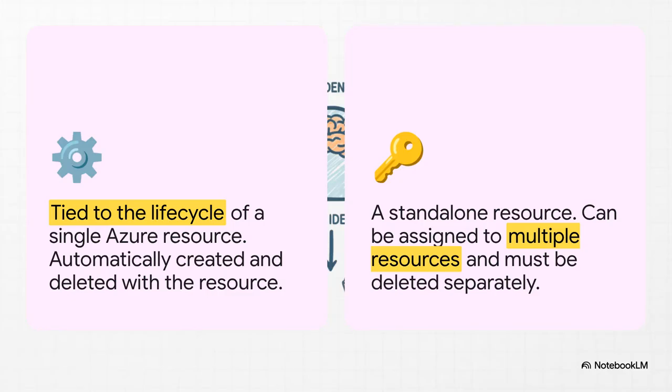And you get 2 flavors of this. A system-assigned identity is kind of like a key that's built right into the door. It's created when you create the resource, and it's deleted when you delete it. Simple, clean. A user-assigned identity, on the other hand, is more like a master key. It's a standalone identity that you can assign to lots of different resources, which makes it perfect for when you have a whole bunch of virtual machines that all need the same permissions.